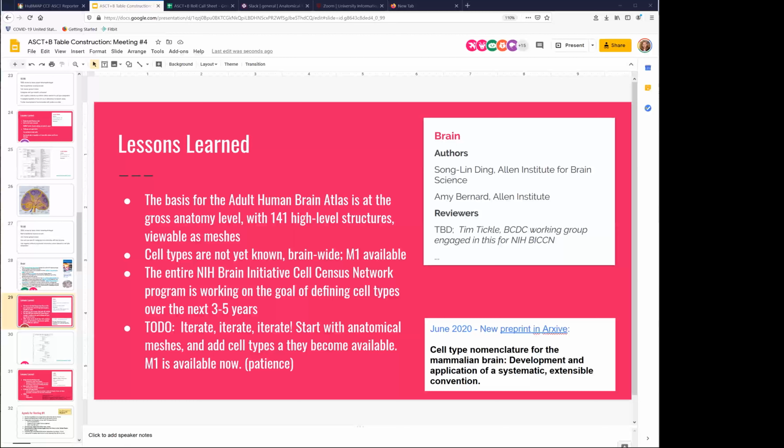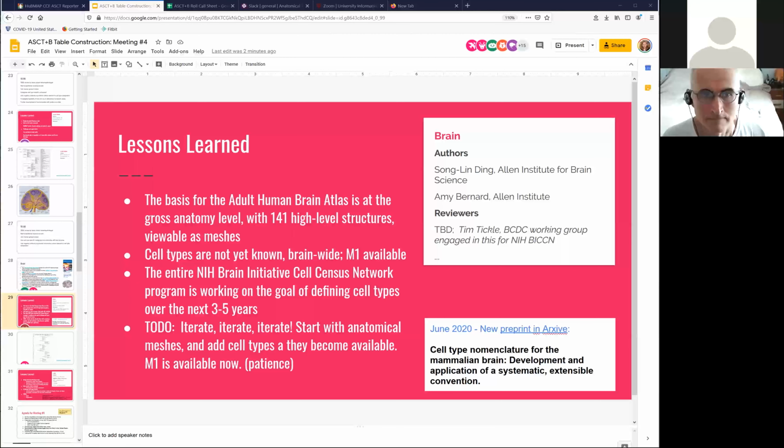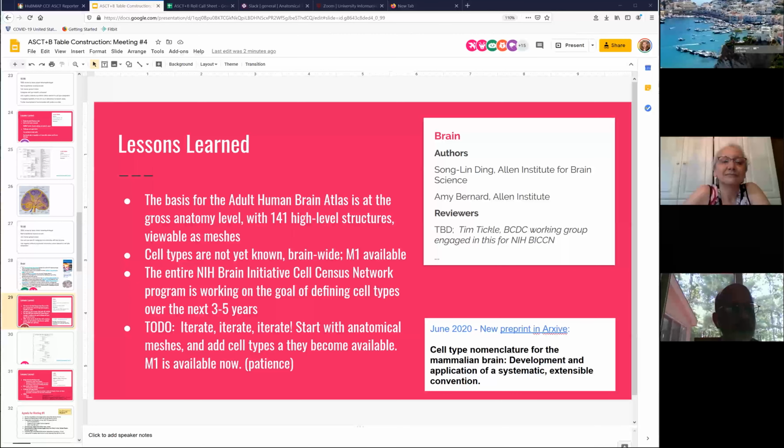But that requires patience. So with that, I just wanted to also call out 2 things. There's a preprint that we now have on arXiv from the Allen Institute for Brain Science, where we've described a framework that we're using for nomenclature of cell types as it relates to connecting it with a taxonomy. I've linked that here. I encourage you to take a look at it.